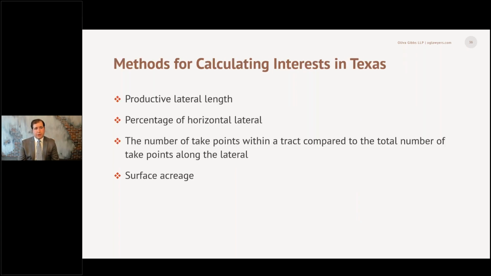So within those production sharing agreements and for allocation wells, as we discussed, there's different methods for calculating the interest in Texas. The 4 major ones that you generally see, though, are productive lateral length. So that's going to be similar to what we discussed across units in Louisiana. Productive lateral within each tract, or Louisiana, as we said, each unit. In Texas, it would apply for each unit as well if you're drilling across pooled units. Then there's also percentage of horizontal lateral in each tract, the number of take points possibly within a tract, compared to the total number of take points along the lateral, and then surface acreage.